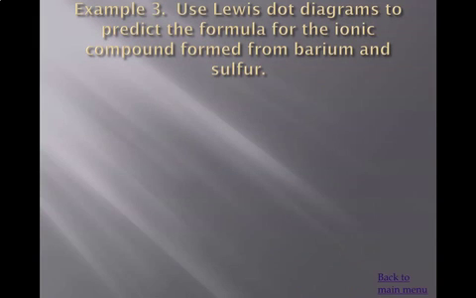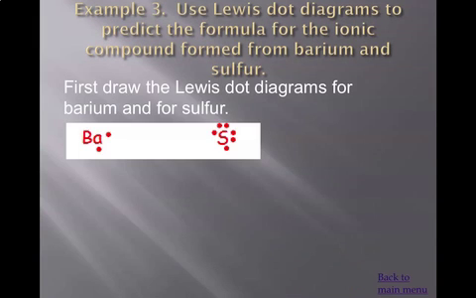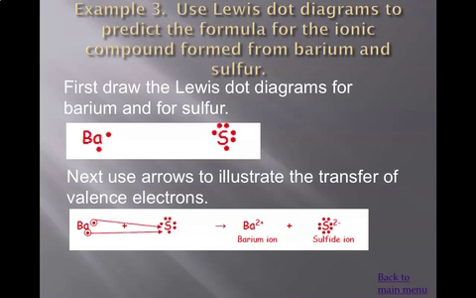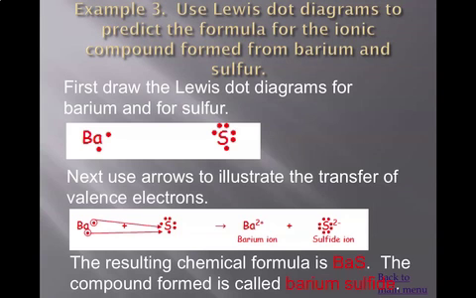Okay, we're going to do the same thing for barium and sulfur. First we'll draw the dot diagram. So barium has 2 and sulfur has 6. So 2 plus 6 gives us 8. So barium's going to give both of theirs to 1 sulfur, and they become a 2+. Sulfur becomes a 2-. Those charges cancel out, and we get BaS, which is barium sulfide.